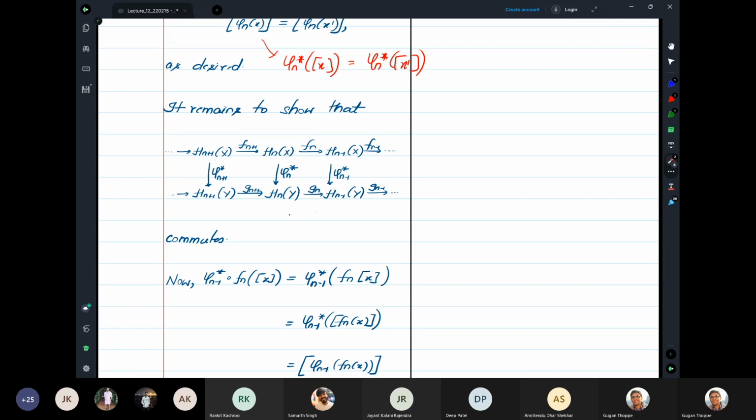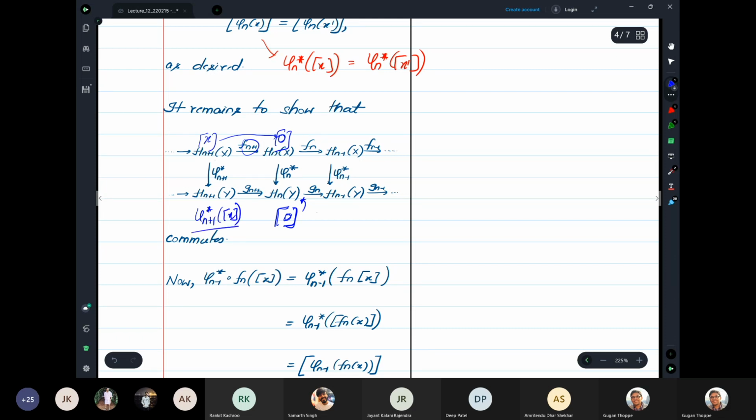Amritendu actually gave an easier proof than what I had in mind. The easier proof is that this fn plus 1 maps everything over here to 0, right? So this is the equivalence class of 0, and phi n star will map it to the equivalence class, to the additive identity of hn of y. And similarly, you take anything over here, let's say the equivalence class of x, so you would have something over here. Phi n star of this, whatever this element is, gn plus 1 will again take it to 0. So in this simple way, you can check that this diagram commutes in a trivial fashion.